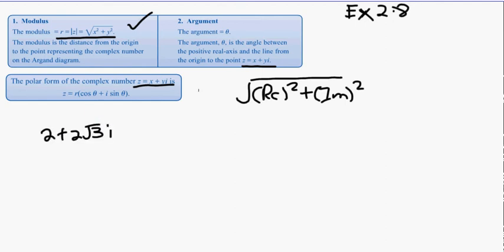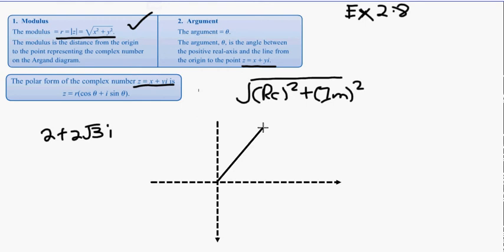Now, the first thing to note about this question is that when you draw it on the plane, it's going to be 2 across, 2 root 3 up. Okay, so it's going to be up here somewhere. So when you draw your axes, it's 2 root 3 up and 2 across. So what I need to do here is find the length r.